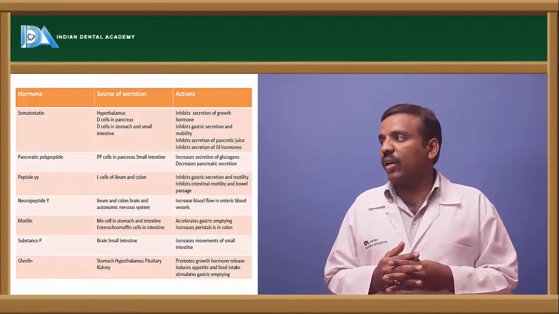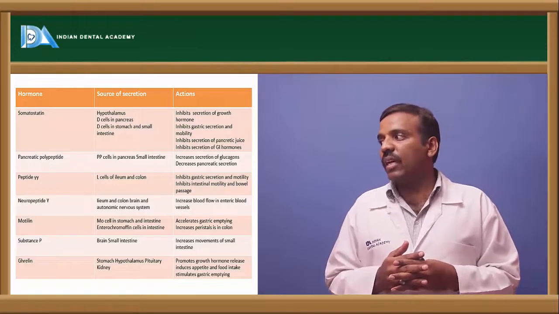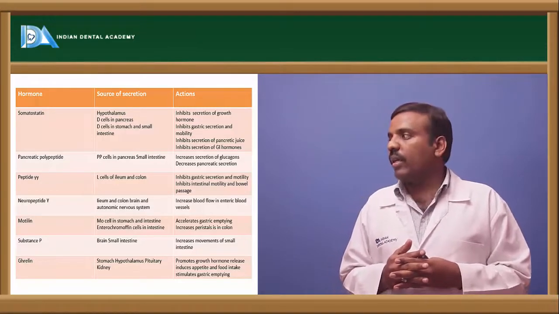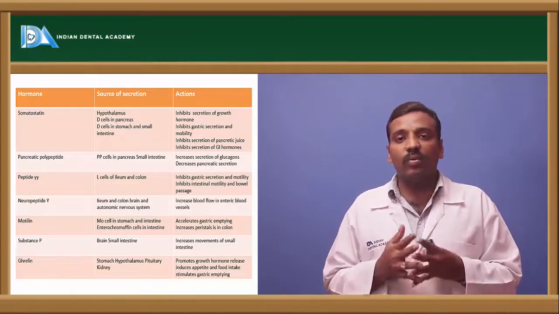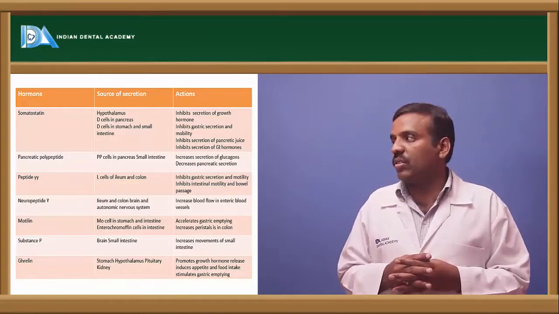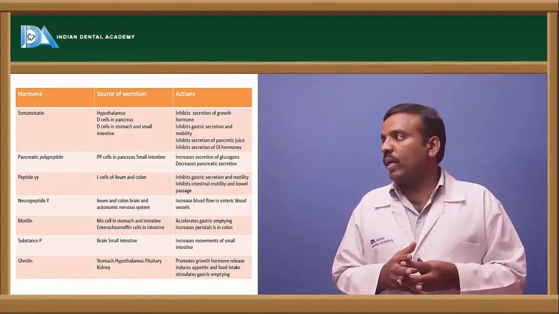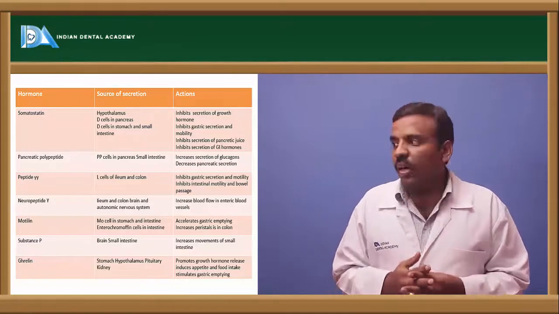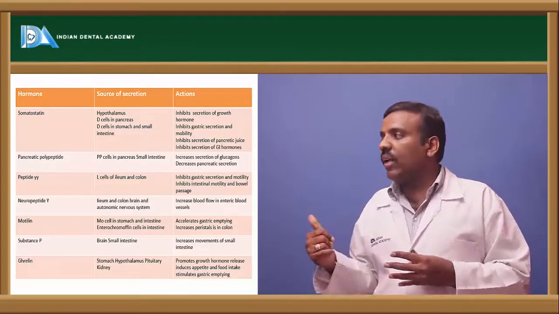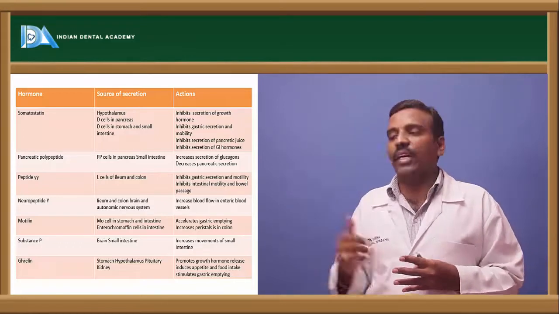Okay, and next one is peptide YY. So it is from the L cells of the ileum and the colon, and it inhibits gastric secretions, and the motility of the intestinal secretions is inhibited. Okay, and next one is neuropeptide Y. So it increases the blood flow in the enteric blood vessels. And next one is motilin. So in this it accelerates the gastric emptying process.